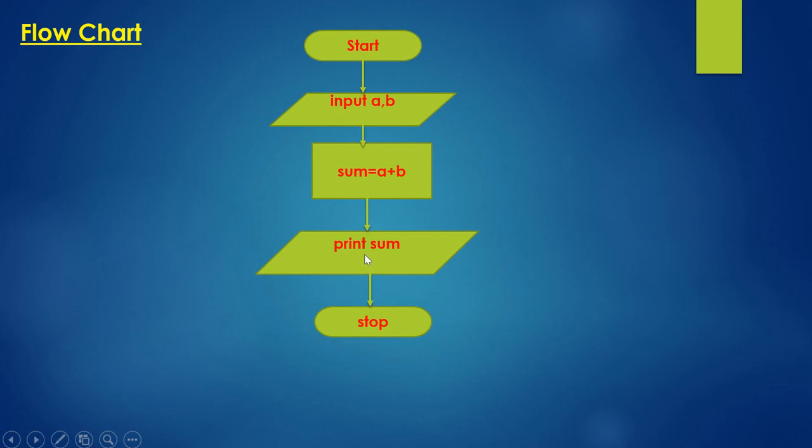Again, this is output. Output and input symbols are the same: parallelogram. Print sum. This one is input, and this is for output. Start and stop symbols are the same, that is the oval symbol. Then this rectangle symbol is used to represent the process. This is the flowchart to find out the sum of two numbers.